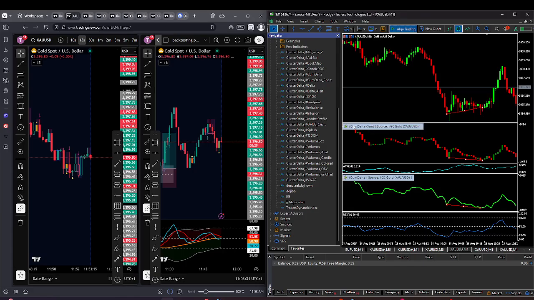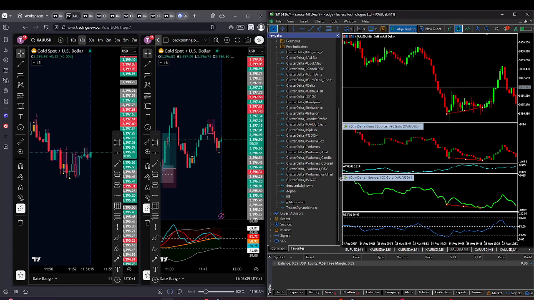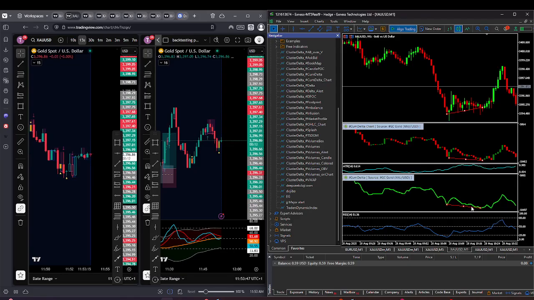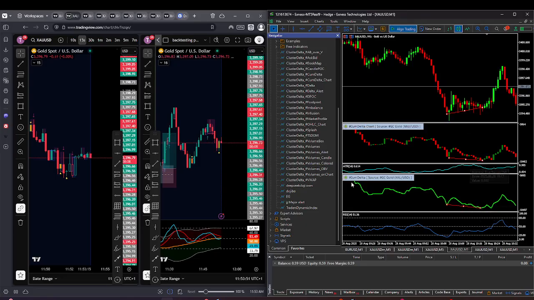You can see cumulative delta, and I added both. One is the bar and one is the line. It's the same thing, but sometimes your eyes may not be able to see the chart properly, and sometimes you want to see how the line is formed.